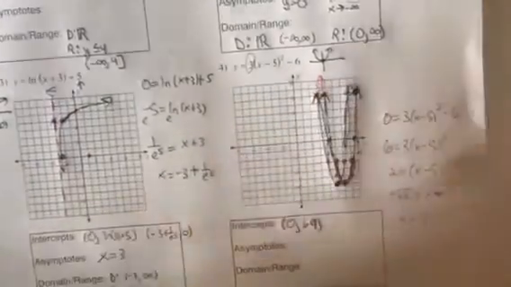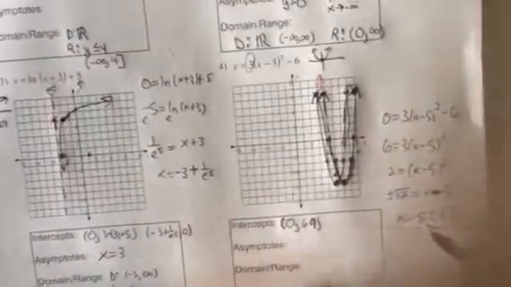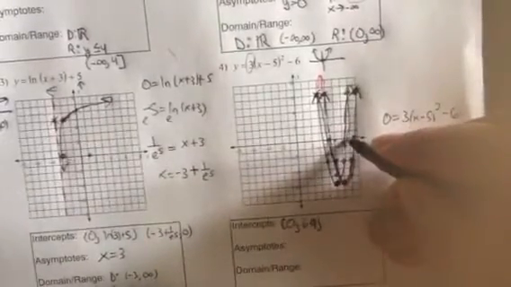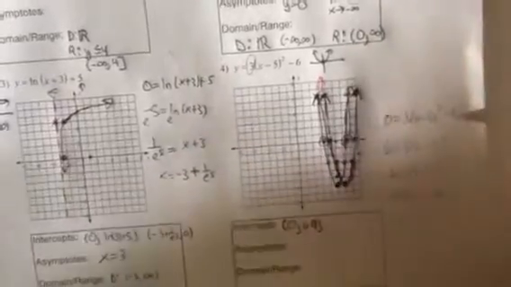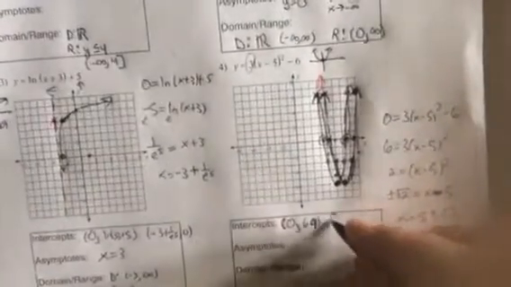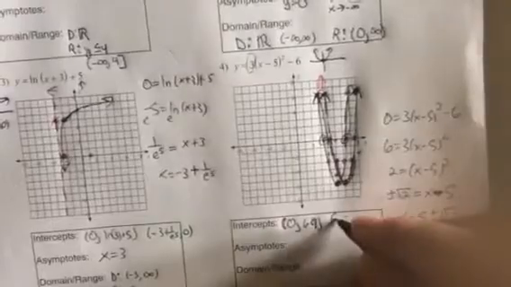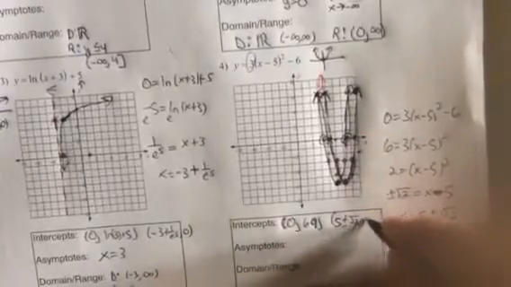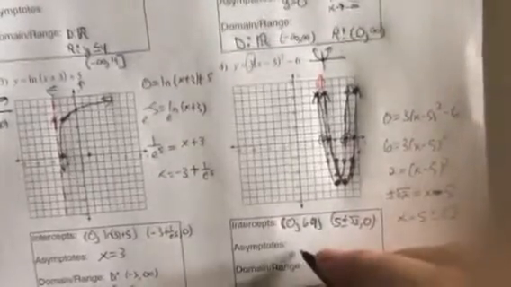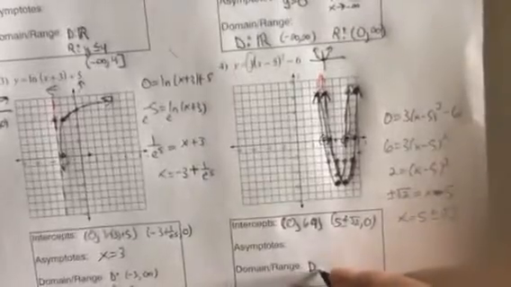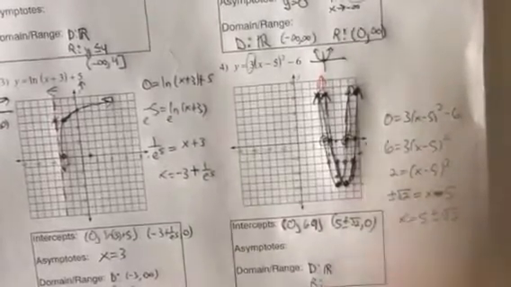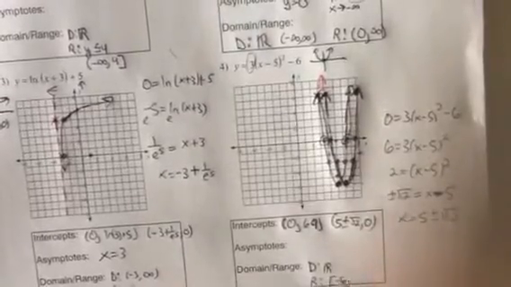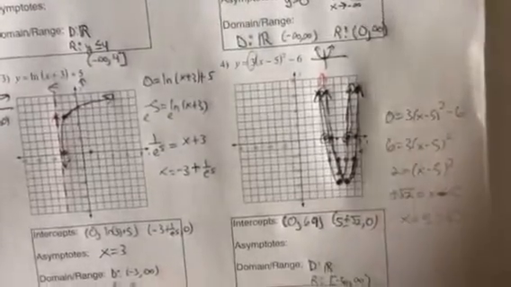I apologize. So this now makes sense because the vertex was at 5, and if you go to the right by the square root of 2 and to the left by the square root of 2, those are the two x-intercepts. So 5 plus or minus square root of 2, comma 0. Those are the two x-intercepts. There are no asymptotes here. The domain is all real numbers, and the range is all the y values greater than or equal to negative 6, so from negative 6 to infinity.